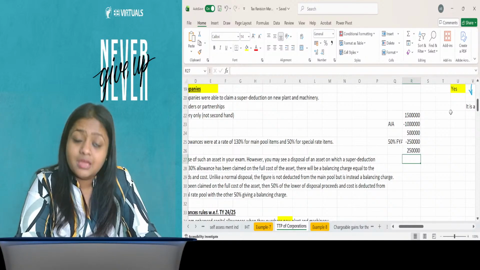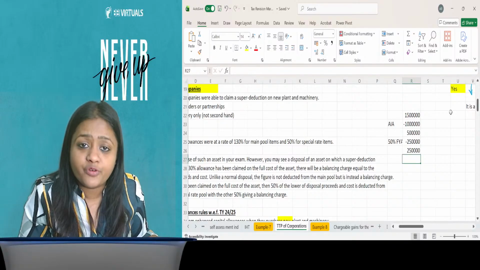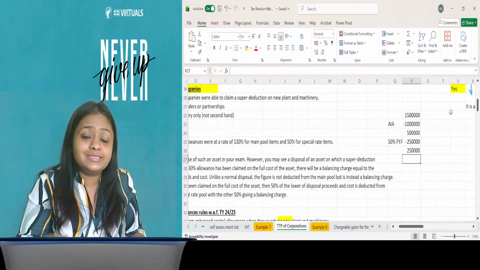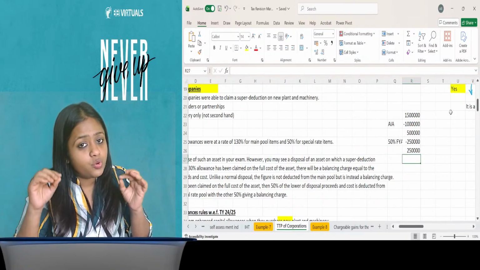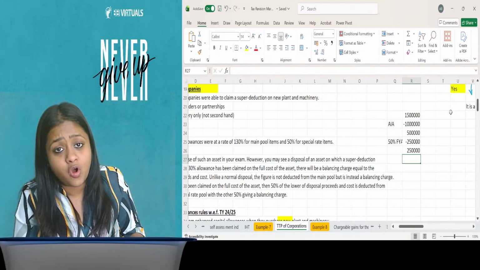Done and clear? Your question is, ma'am, why are you telling me a story that was there before 1st April 23? Because now the repercussion is here. Let's say you sell this property now, you take the disposal of it. So you will follow the same rule. You will take the lower of disposal proceeds and the cost.